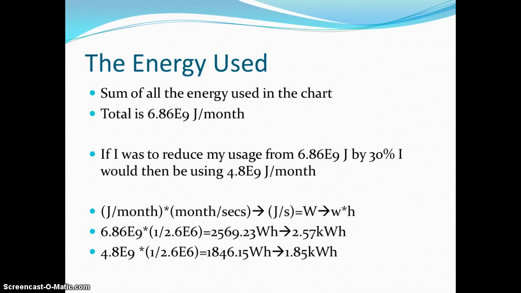So 6.86 times 10 to the ninth divided by 2.6 e6. Sorry, I use e's a lot for shorthand. So that comes out to 2,569.23 watt hours, which is 2.57 kilowatt hours. Then we do the same for the reduced energy, so 4.8 times 10 to the ninth divided by that 2.6 times 10 to the sixth equals 1,846.15 watt hours, which is 1.85 kilowatt hours.